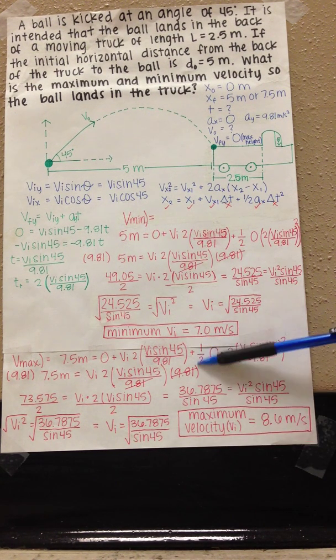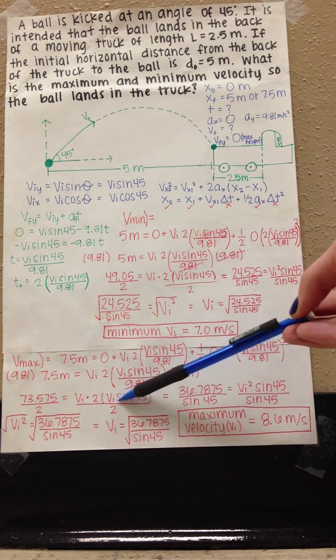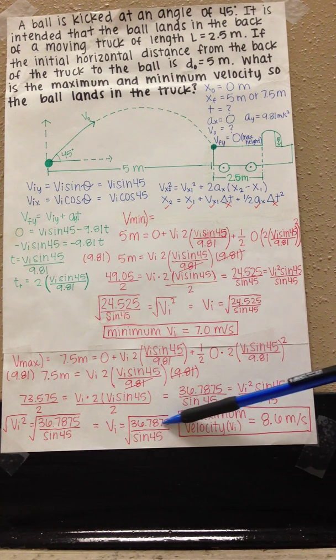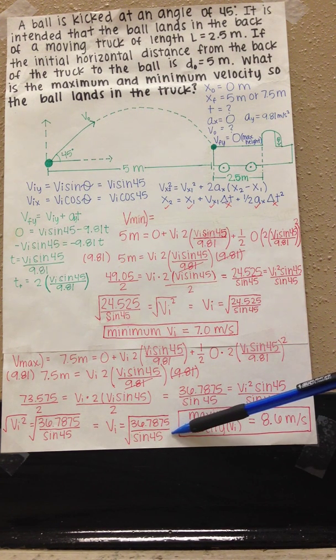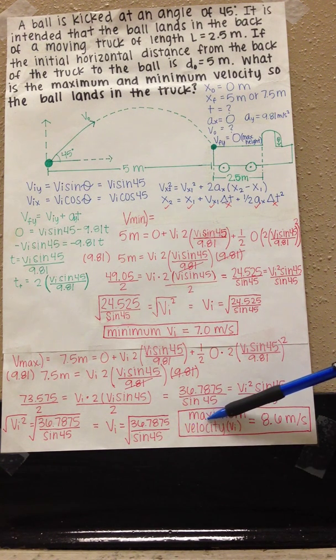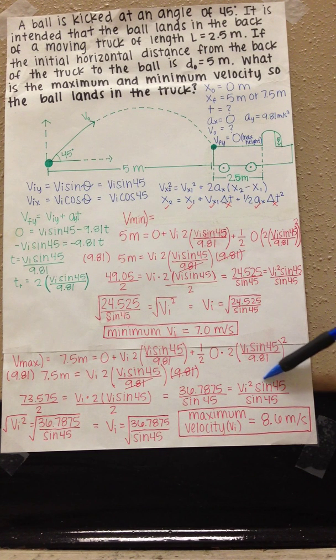And after you calculate all that, you get that the initial max is the square root of 36.7875 over sine 45. So you get that the maximum velocity is 8.6 meters per second to make it into the truck.